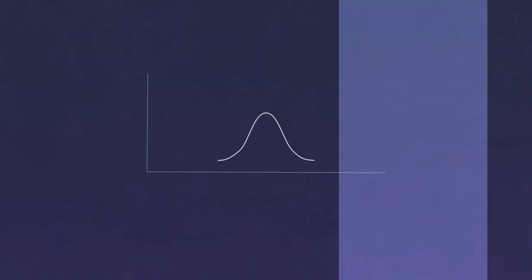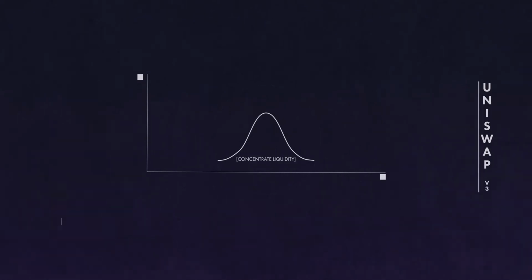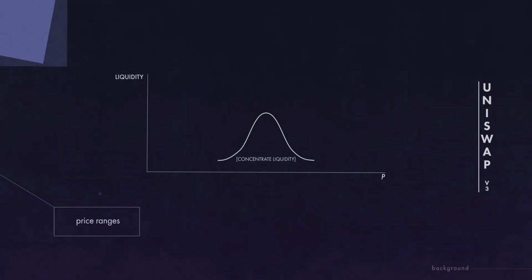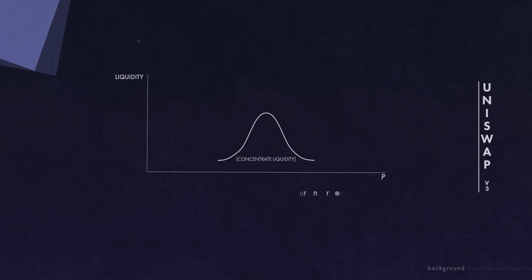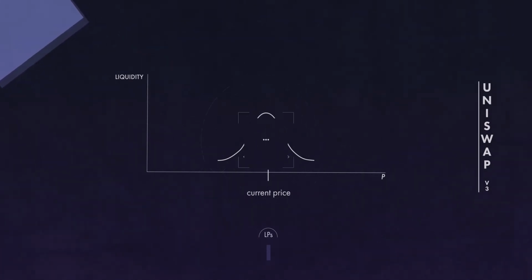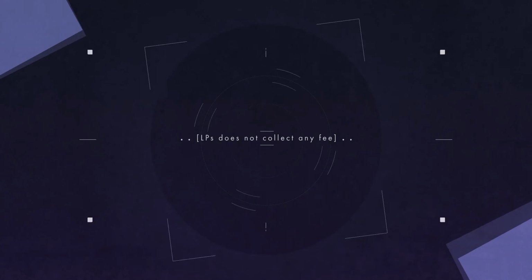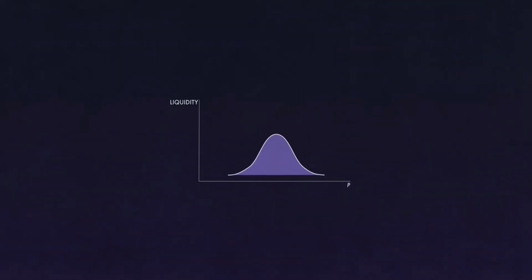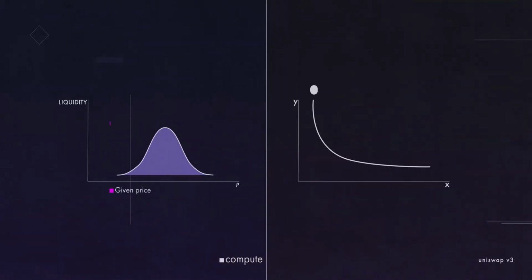Uniswap V3 addressed the slippage problem by allowing LPs to concentrate liquidity in certain price ranges. The LPs will try to concentrate their liquidity around the current swap price in order to maximize the fees they collect. If an LP's liquidity is allocated anywhere other than the current price tick, that LP does not collect any fee for that liquidity. The liquidity distribution curve can be used to compute the swap invariant curve.